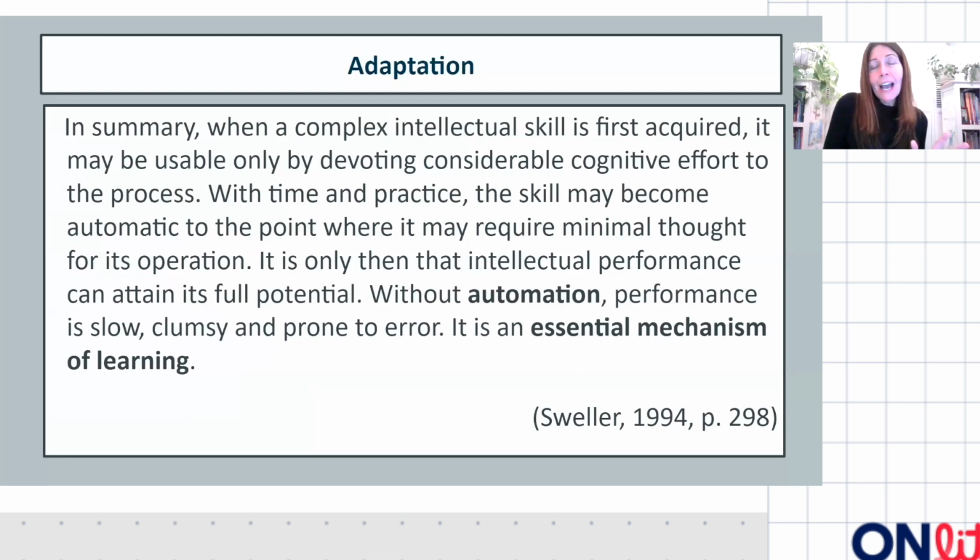So I thought it was interesting when John Sweller talks about the situation of long-term memory and being an expert at something in the context of adaptation. It's that last sentence that really stood out to me. Without automation, performance is slow, clumsy, and prone to error. It's an essential mechanism of learning.